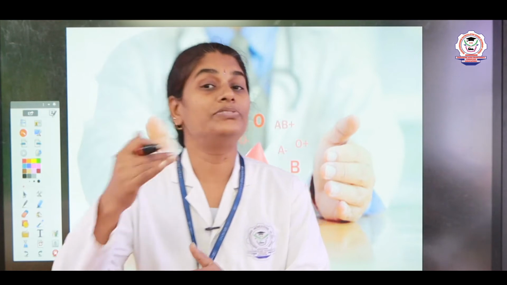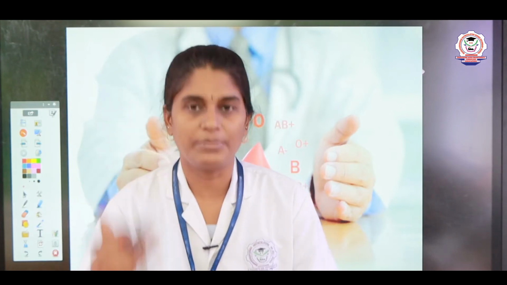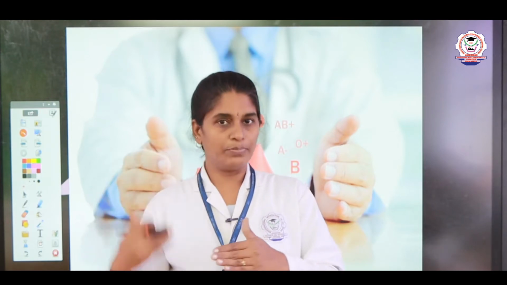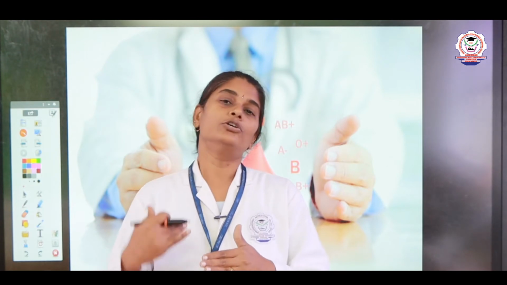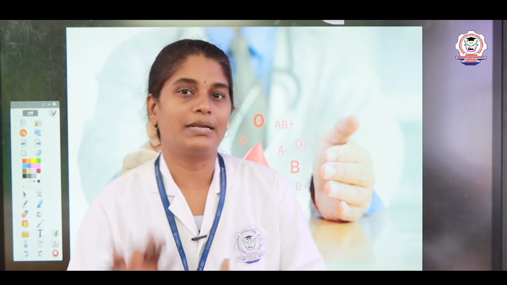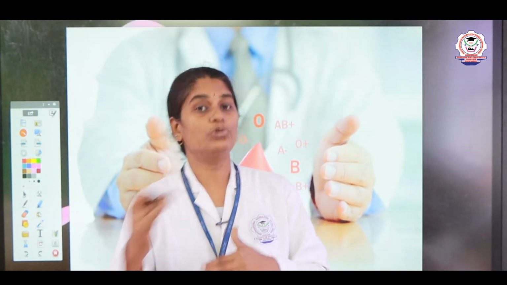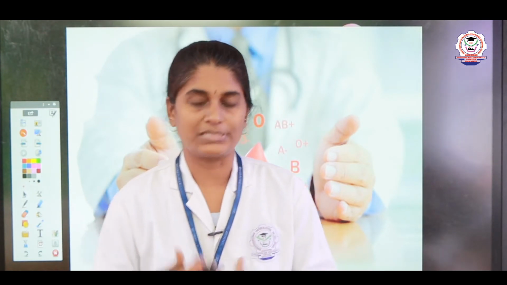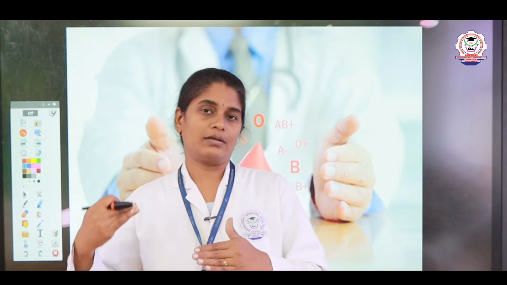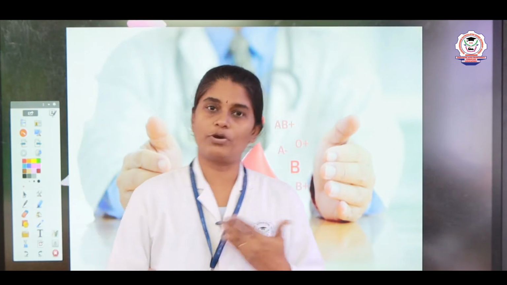There are three types under the corpuscles. You know about the RBC, that is red blood cells, WBC, white blood cells, and the platelets, right. RBC, which is nothing but red blood cells, is also called erythrocytes, WBC or white blood cells are called leukocytes, and the third one is platelets, which are also called thrombocytes. Each one plays a very important role in the functioning of your body, right.